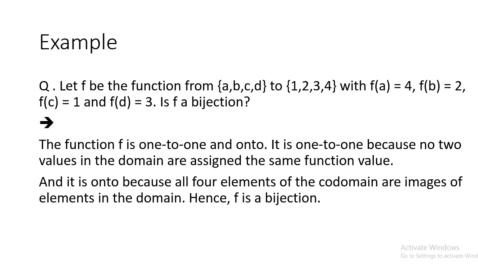And it is an onto function because all four elements of the codomain are the images of the elements in the domain. So see here, what is the image? 1, 2, 3 and 4 are the images, and A, B, C, D are the domain. So here all four elements of the codomain, 1, 2, 3, 4, are the images of the elements in the domain. So here the second condition is also satisfied. That's why we can say that this function f is a bijection, or one-to-one correspondence, or one-to-one onto function.